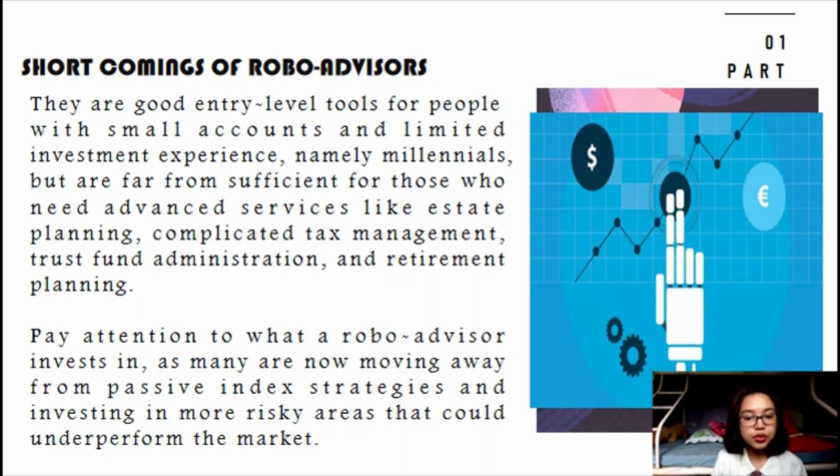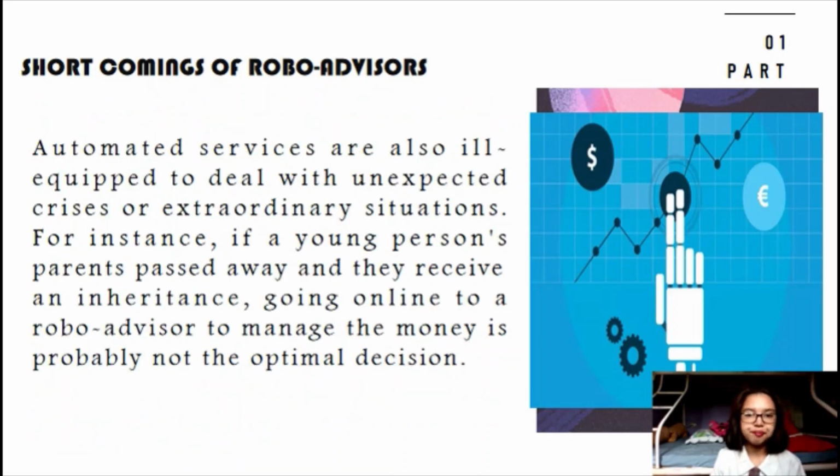So to continue, these robo-advisors are only aimed at ordinary investors. In short, they are risky. It is really necessary to have in-depth information and advice for estate planning, tax management, fund administration, retirement plans, and many more. Automated services are also ill-equipped to deal with unexpected crises or extraordinary situations. For instance, if a young person's parents passed away and they receive an inheritance, going online to a robo-advisor to manage the money is probably not the optimal decision.